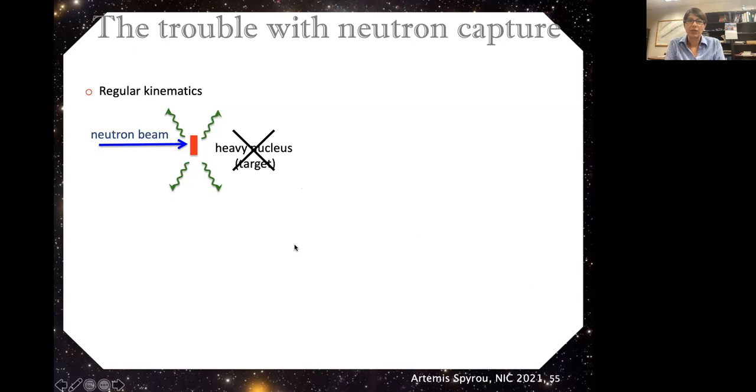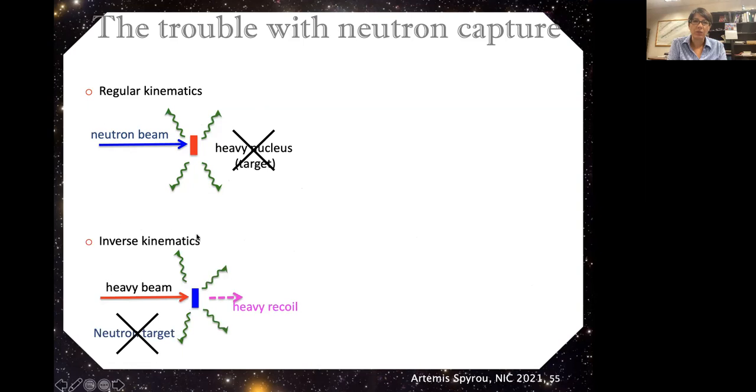So what's the problem with neutron captures? We saw yesterday, or in the second lecture, that we can use regular kinematics to measure a reaction. So we could use, let's say, a neutron beam hitting a heavy target. But if the heavy nucleus is something that is radioactive, for example short-lived, then this doesn't work very well. You could get the radioactive beam and flip it and do inverse kinematics. So now you have the heavy beam coming in, but it would have to hit a neutron target. And we don't have neutron targets available, at least definitely not in the densities that we would need to do these reactions. And so we're kind of stuck.